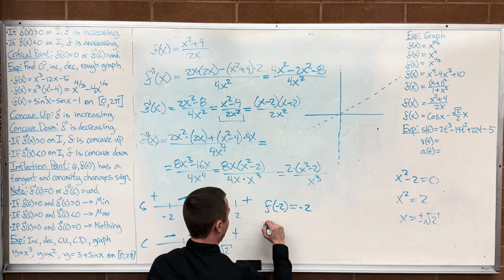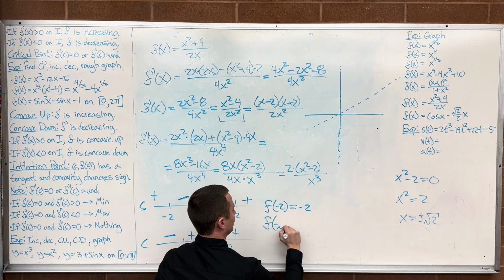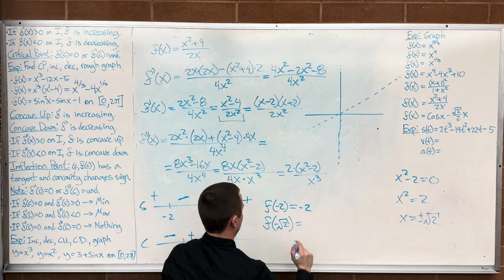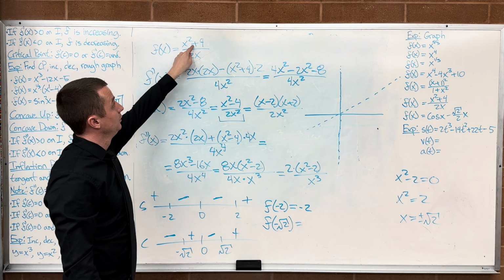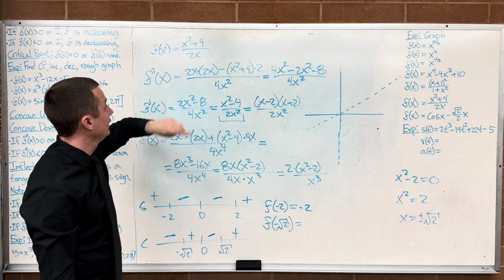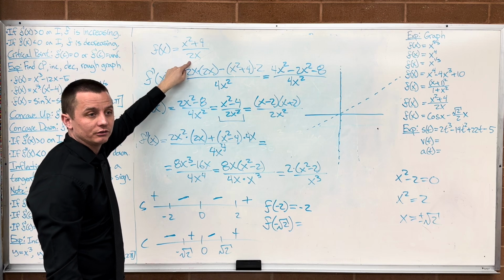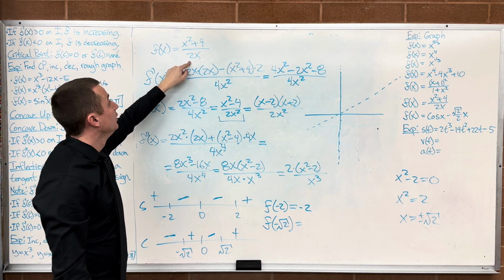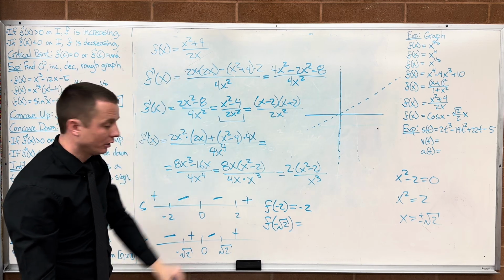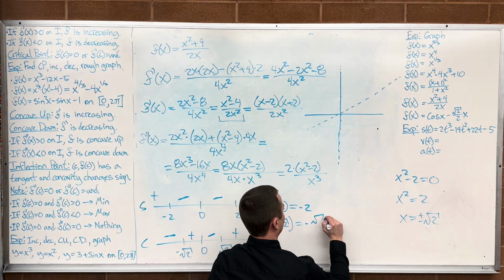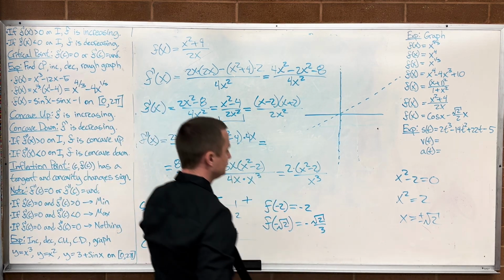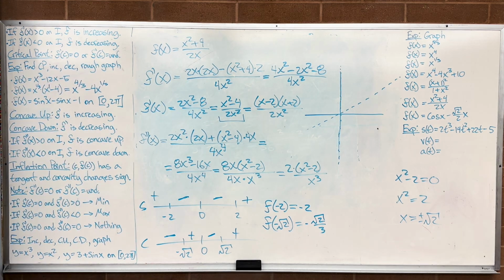Let's look at f at negative square root of 2. So 2 plus 4 is 6. Divided by negative 2 square root of 2, is 3. It's going to be negative 3 over the square root of 2, right? Did I do that right? Negative 3 over root 2, which will be between a half and 1, somewhere in that range.